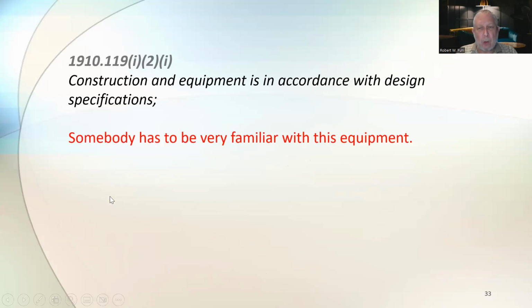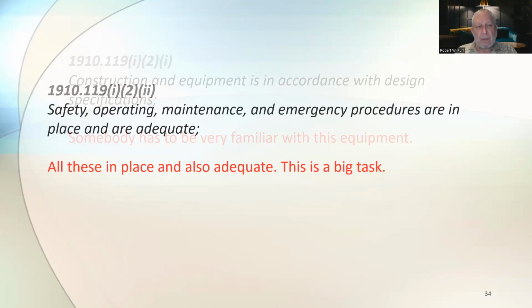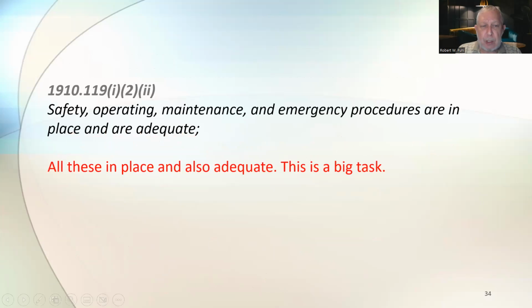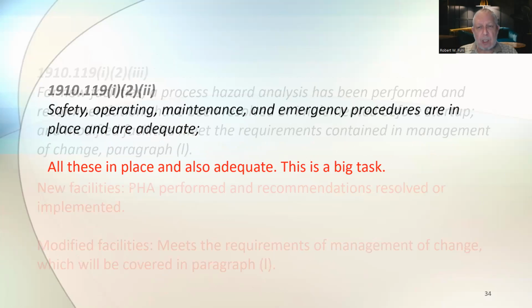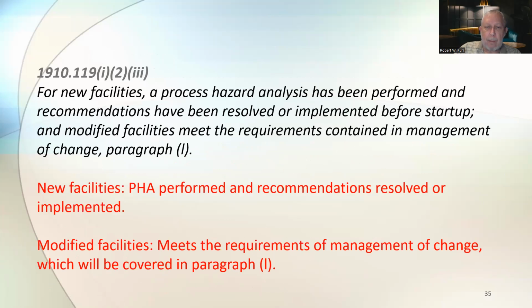Construction and equipment is in accordance with design specifications. Somebody has to be very familiar with this equipment. Safety, operating, maintenance, and emergency procedures are in place and are adequate. And that could be a big task if there's a big change. For new facilities, a process hazard analysis has been performed and recommendations have been resolved or implemented before startup. And modified facilities meet the requirements contained in Management of Change, Paragraph L, which we haven't talked about yet.